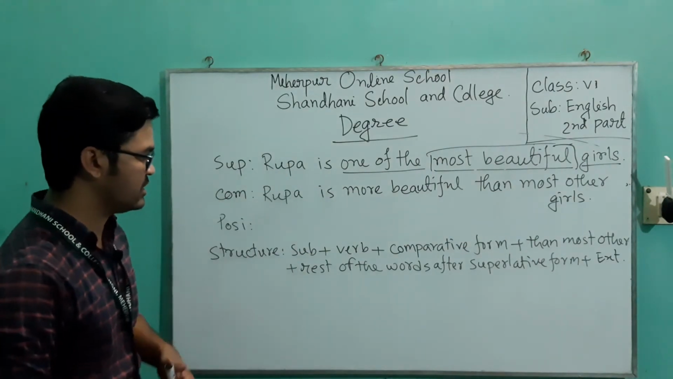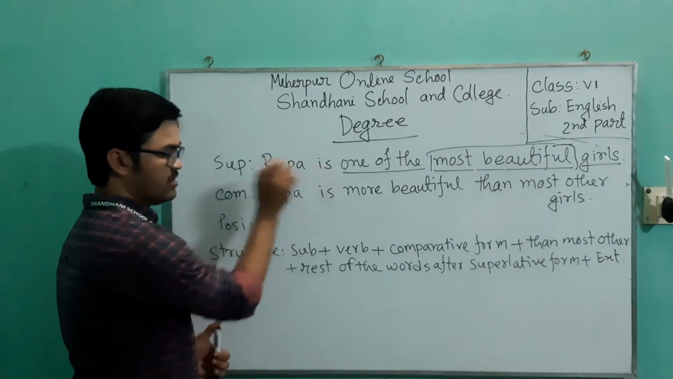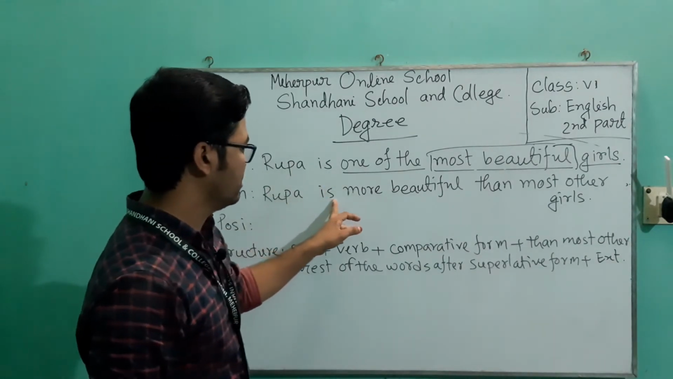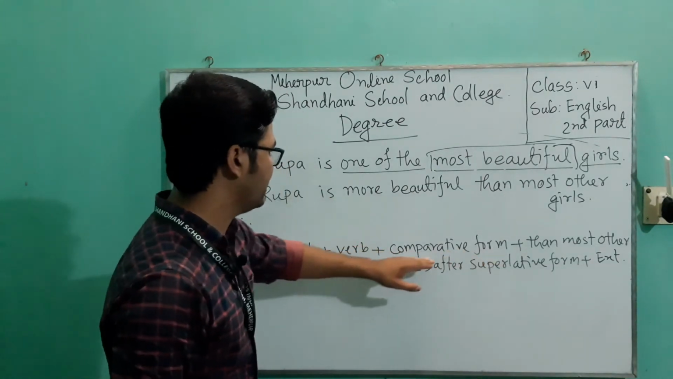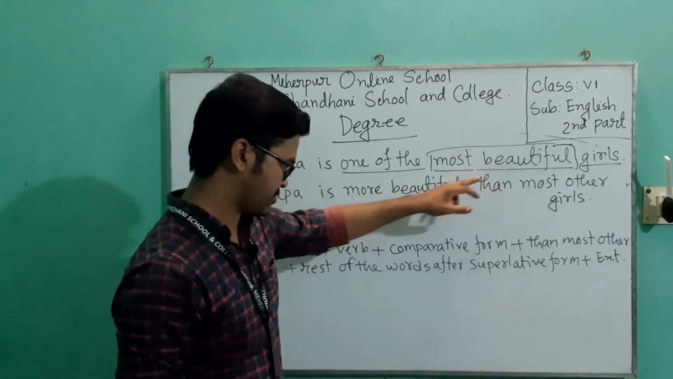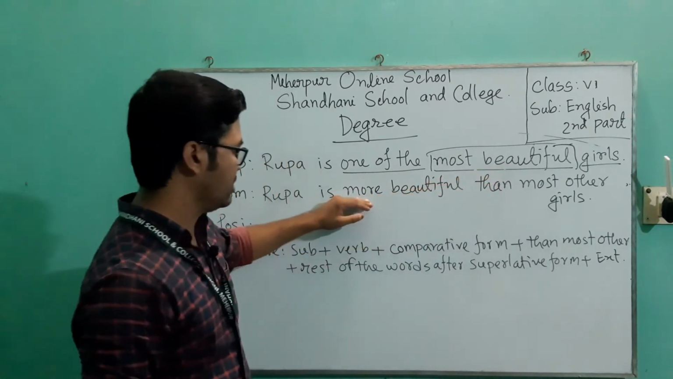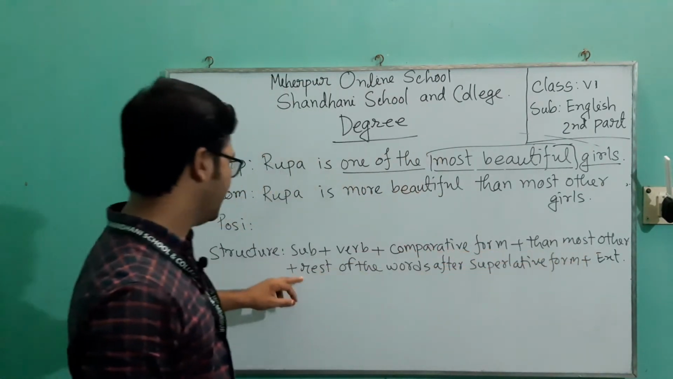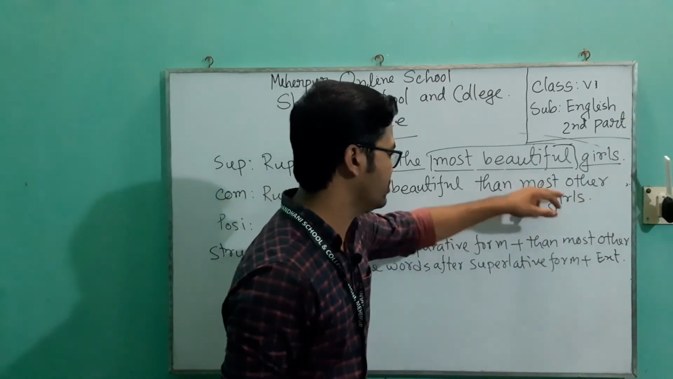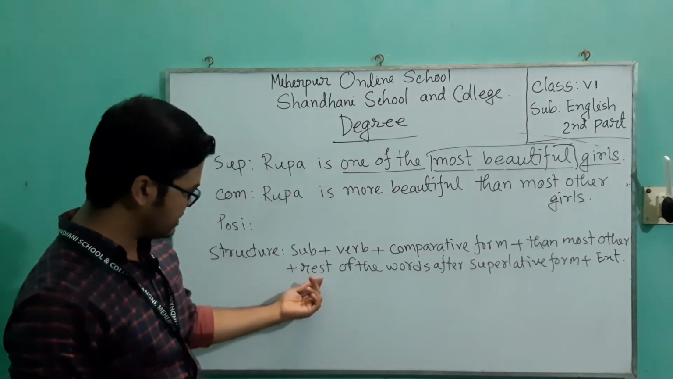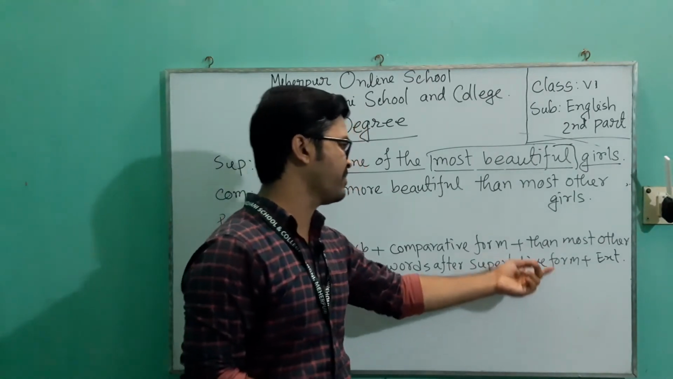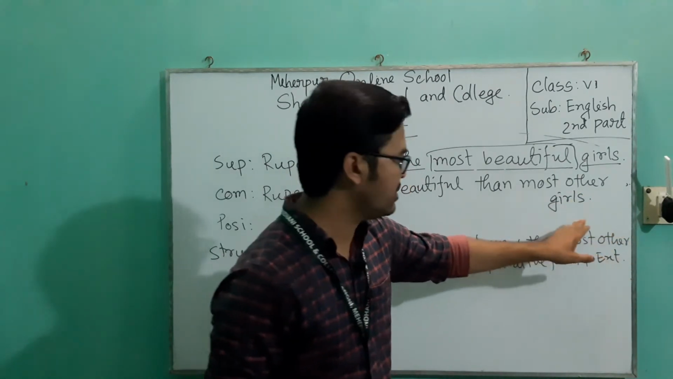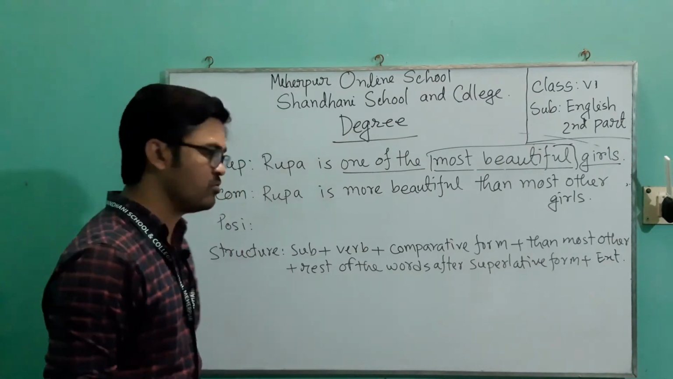Okay, now match it. Here subject and verb. Subject here Rupa and verb is. So comparative form. Now write. I have written here comparative form of the most beautiful. More beautiful is the comparative form. Okay. Then the structure has then most other. So I have written here then most other, and we can see the rest of the words after superlative form. The rest of the words are only girls. So I have written here girls. Okay, students, you have understood it.